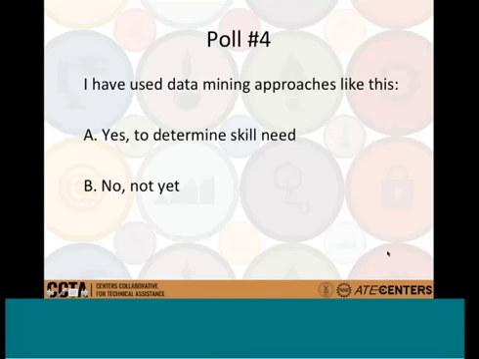I've used data mining approaches like this to determine skill need, yes or no. So think about that. Let's see if that ratio changes from what we saw just a moment ago. Yes to determine skill need, no, not yet. Okay, thinking. It's not hard to put in your answer. Click those buttons. Christina, here's the countdown, 5, 4, 3, 2, 1. Let's go ahead and close that poll, and we'll pull up the results.